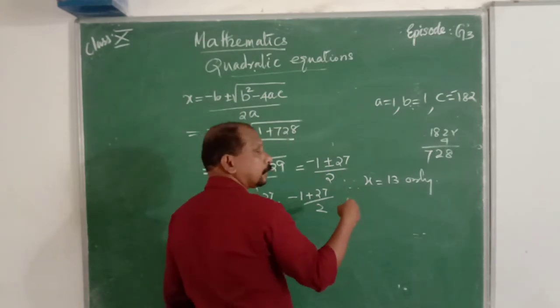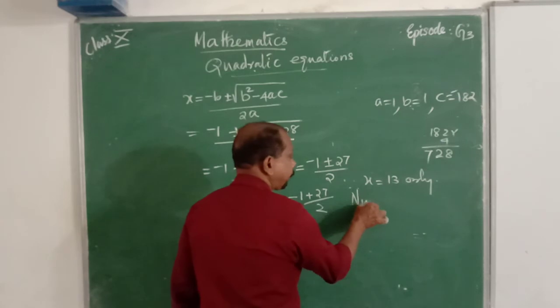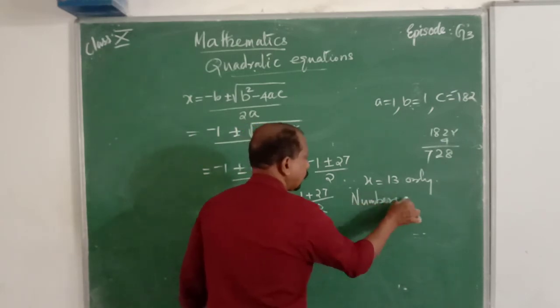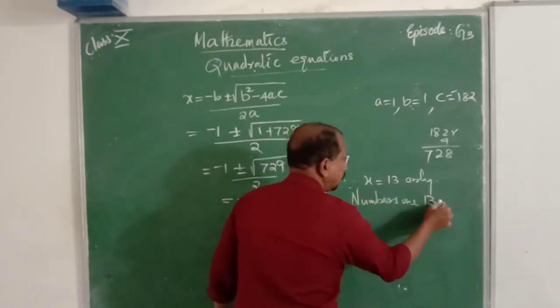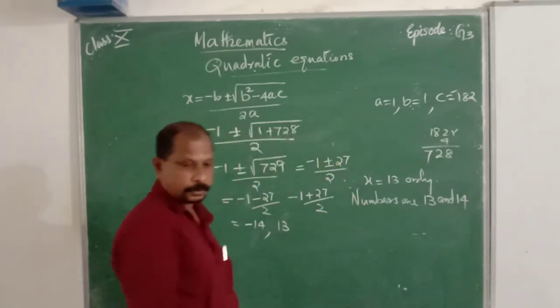First number is x. Second number is x plus 1. Therefore, the numbers are 13 and 14. This will be the answer.